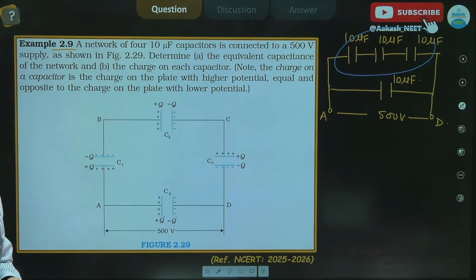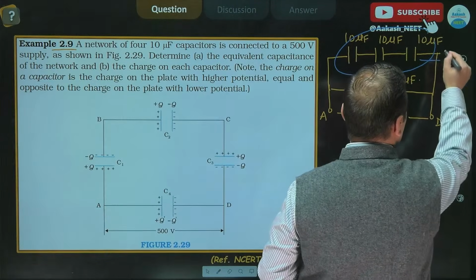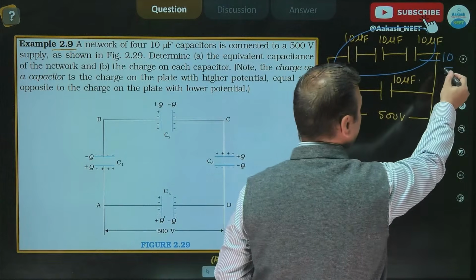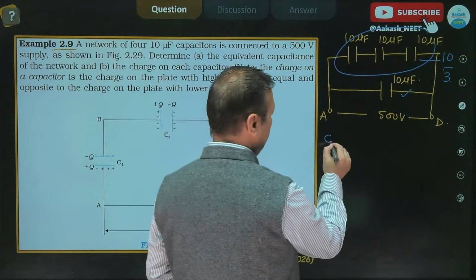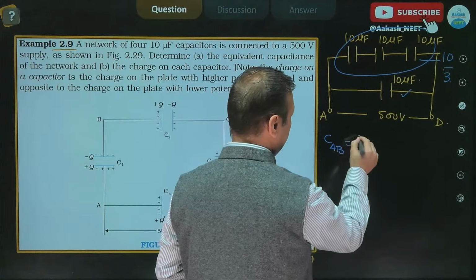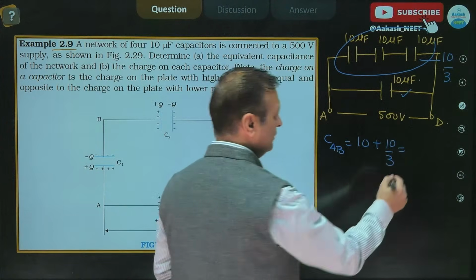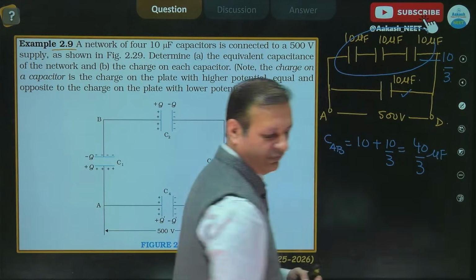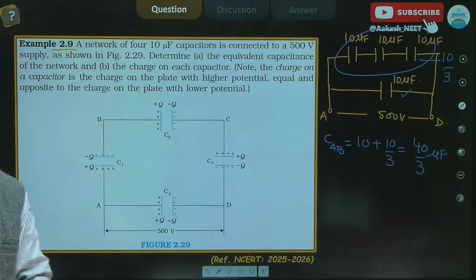Yes or no? So what is the equivalent capacitance for these three capacitors? That would be 10/3, and this 10/3 is definitely in parallel with this. So net C equivalent is 10 plus 10/3, so that makes it 40/3 microfarad only. Got it or not? So that is the net capacitance.